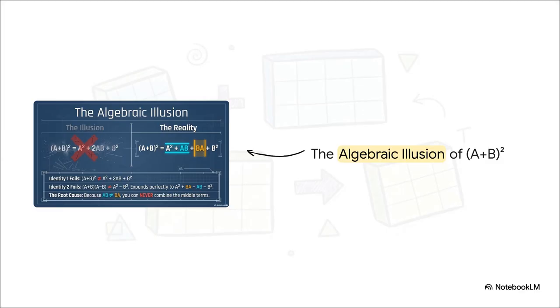Now let's see how this builds into another massive illusion, the standard squaring identity. We all had (a + b) squared equals a squared plus 2ab plus b squared drilled into our heads. But look at the reality here. Because we just established that AB does not equal BA, you literally can never combine those middle terms into 2ab. The real answer expands into four distinct, uncombinable terms: a squared plus AB plus BA plus b squared. If you write 2ab out of habit on an exam, you are definitely going to lose points.